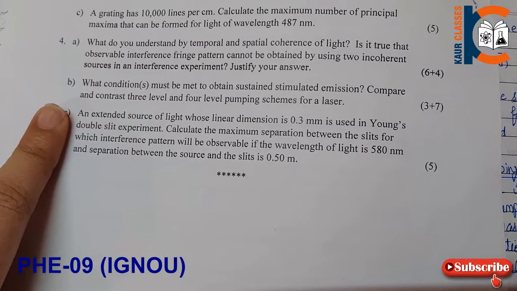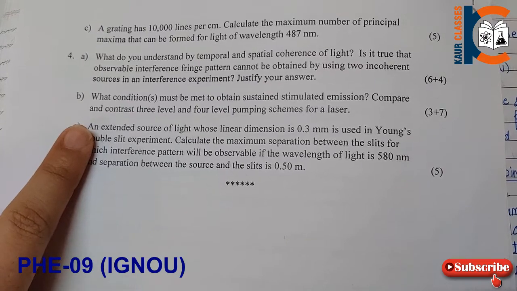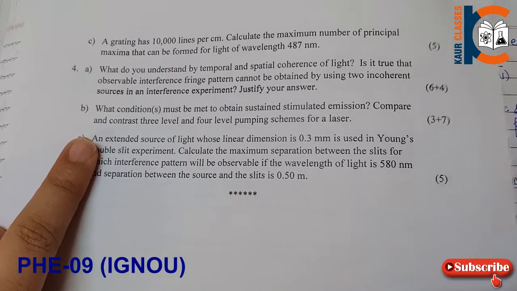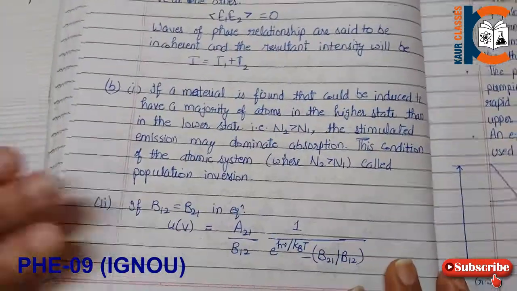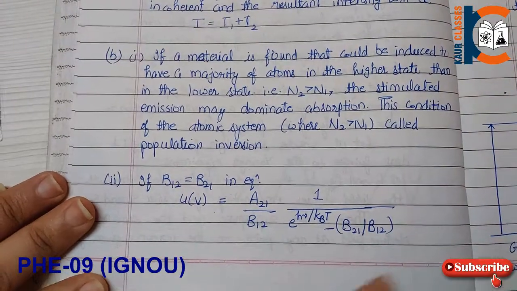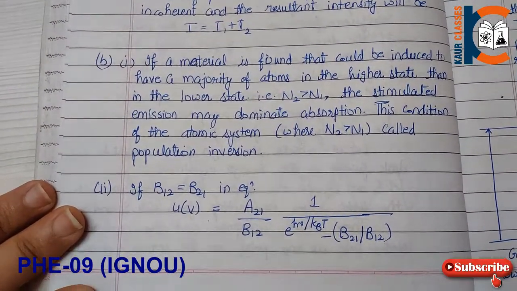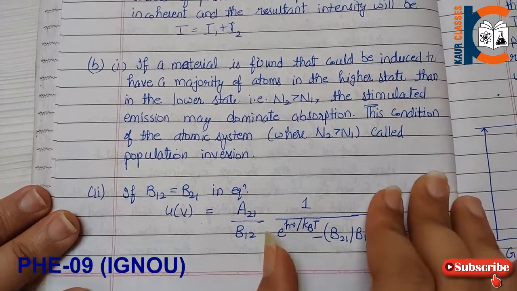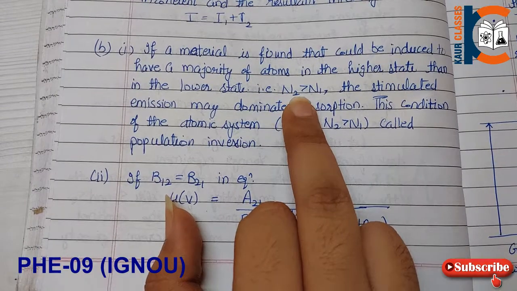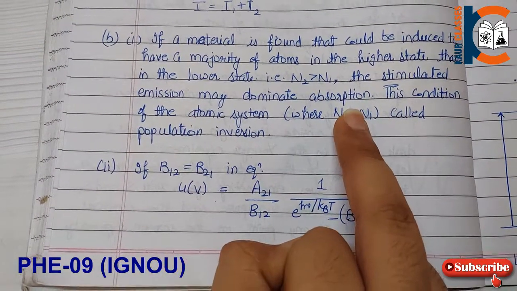Question number B is: what condition must be met to obtain sustained stimulated emission? Compare and contrast 3-level and 4-level pumping schemes for a laser. The first condition is that a material is found that could be induced to have a majority of atoms or ions in the higher state than in the lower state. This means that if N2 is greater than N1, then stimulated emission may dominate absorption.